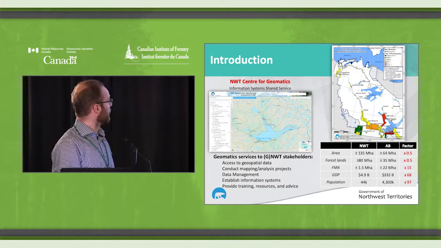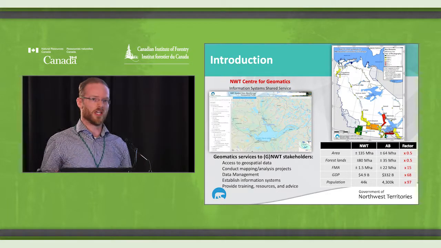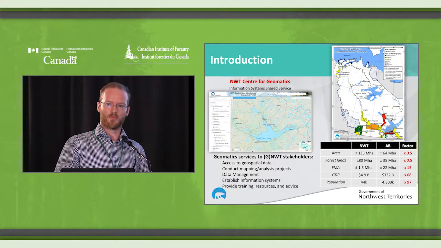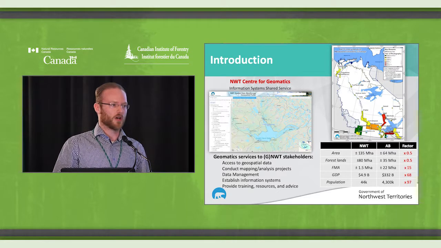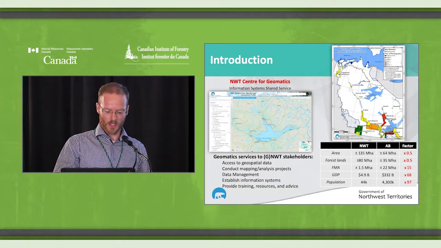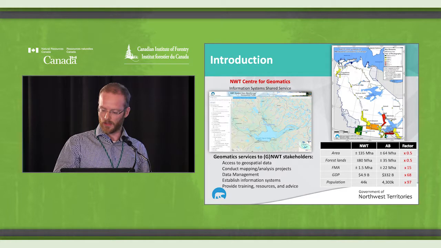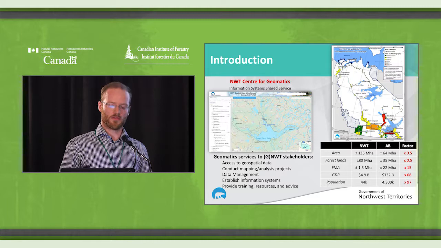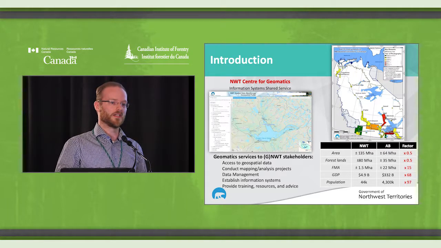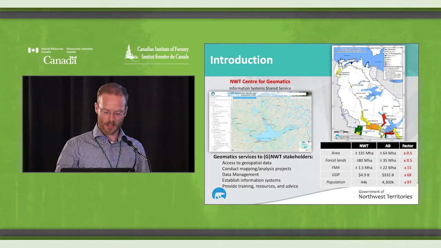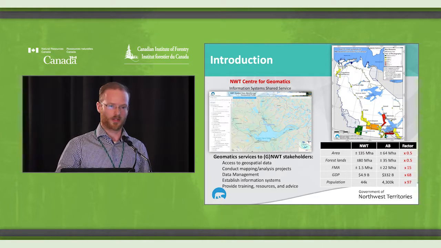What you see over here is our NWT Spatial Data web viewer, which is basically the best one-stop shop for geomatics data and being able to create those maps. We provide training, resources, as well as advice. And we do that not just for internal GNWT departments, but for any NWT stakeholders. So the data is used lots by private industry as well, such as the mineral tenure viewer, for example.